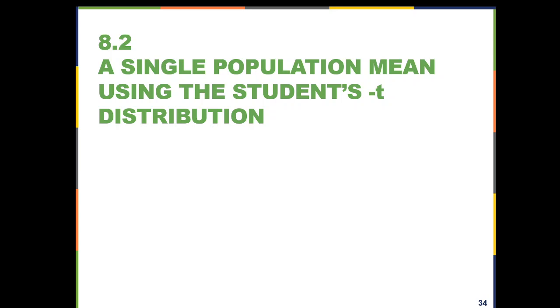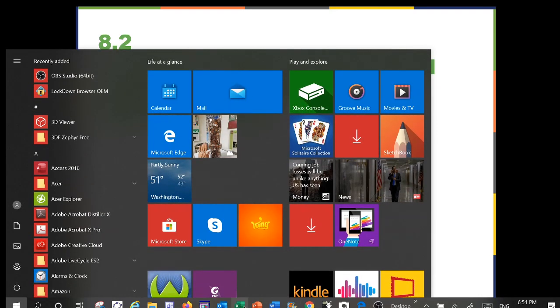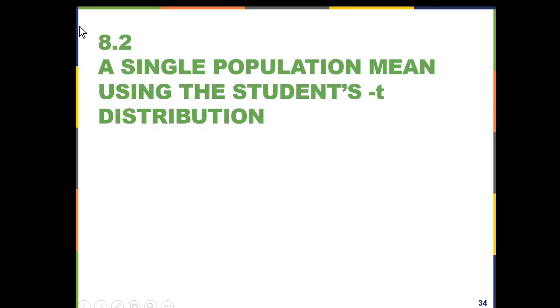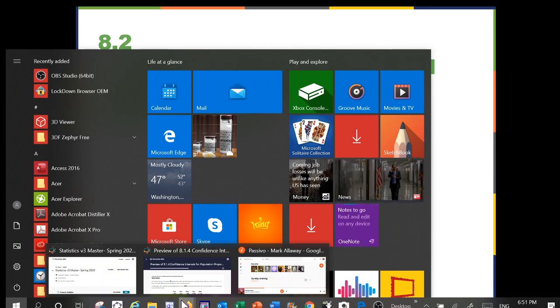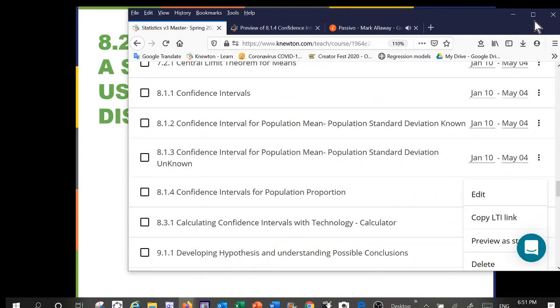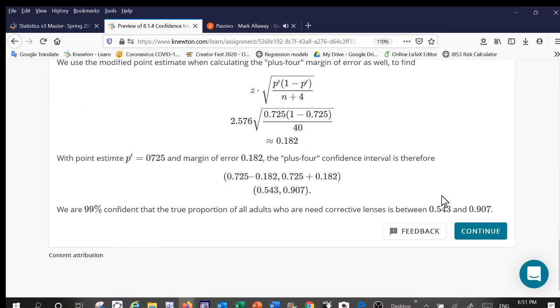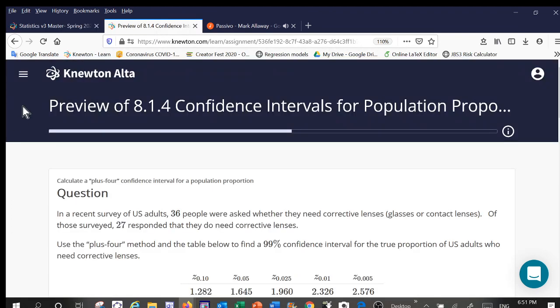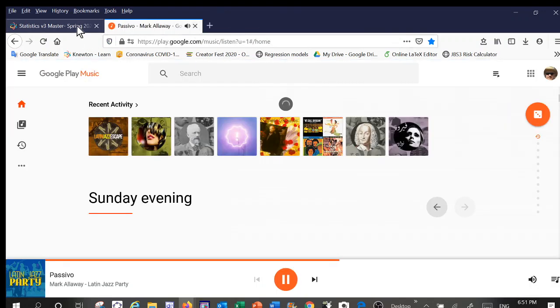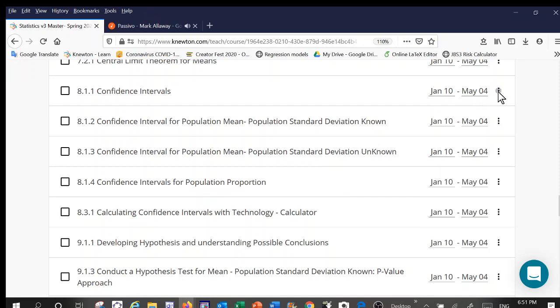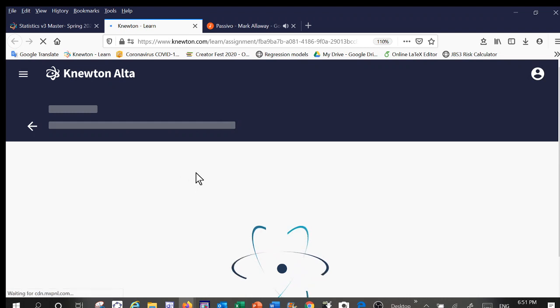So let me go to Newton Alta and do some problems from, oops, where'd they go? There you go. So here's Newton Alta. So I'm going to go to this section here, close it and go back. So let's go to this section here and do a few problems.